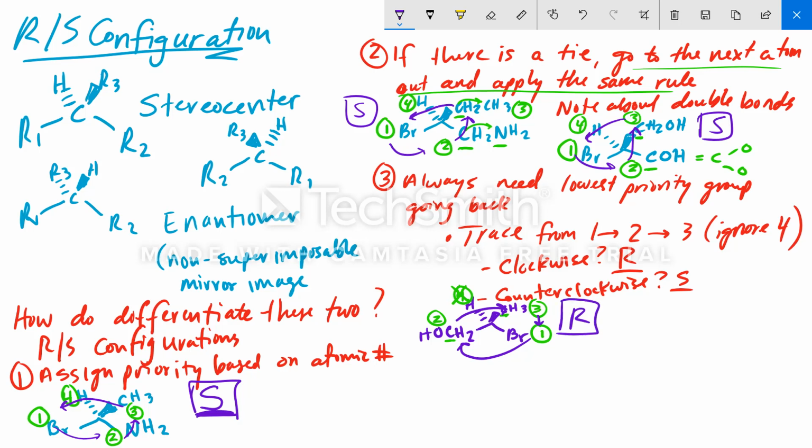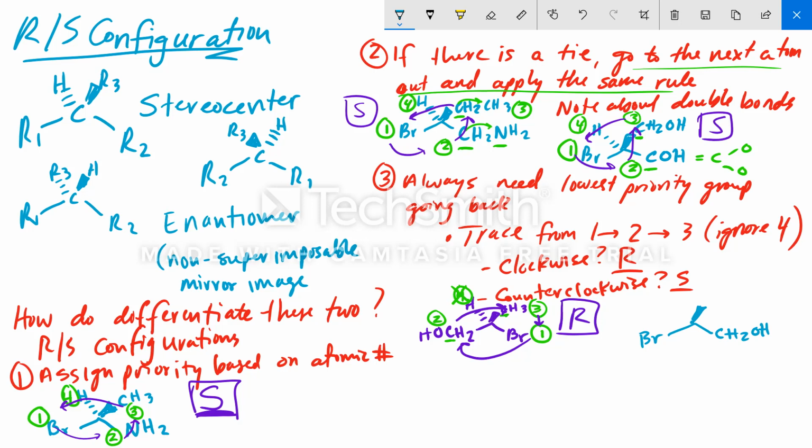Okay, let's deal with the exceptions. This is where most students get confused. What happens when we don't meet the third rule? What happens when the lowest priority group is not going back? There's really only 2 options. It could either be coming forward on the wedge, or it could be in the plane of the board. And we address those two situations differently. But again, this is where so many students get mixed up, and it's actually not too difficult if you just remember these little shortcuts, these little rules.